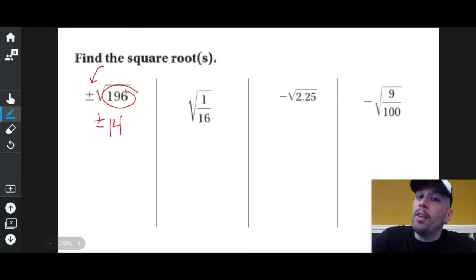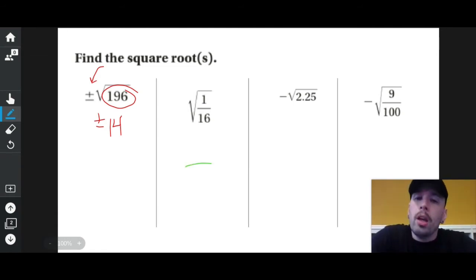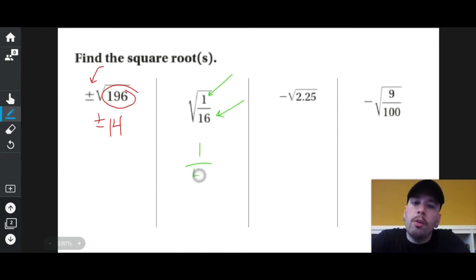If I ask you to find the square root of a fraction, it's simple. You take the square root of the top and the square root of the bottom. In other words, what times itself gives me 1? 1. What times itself gives me 16? 4.